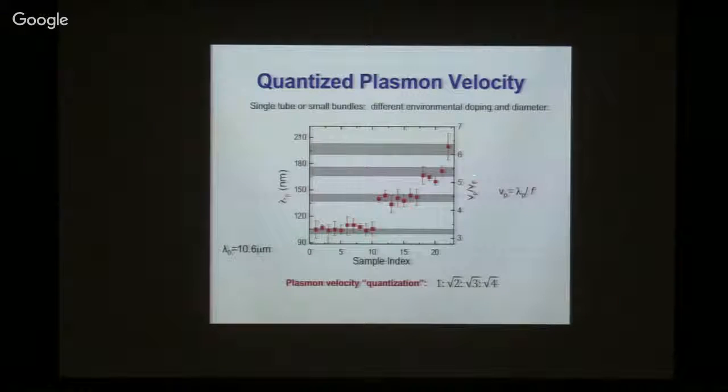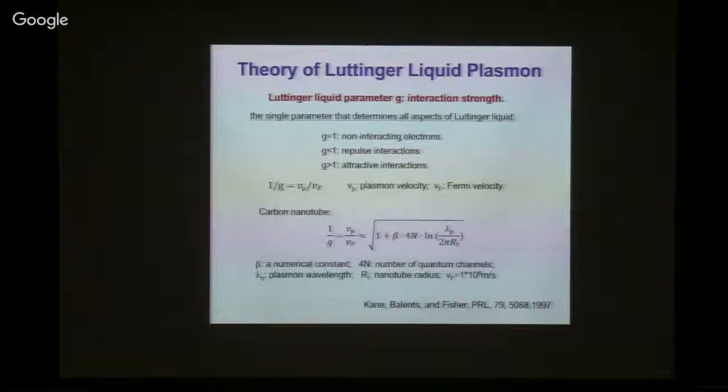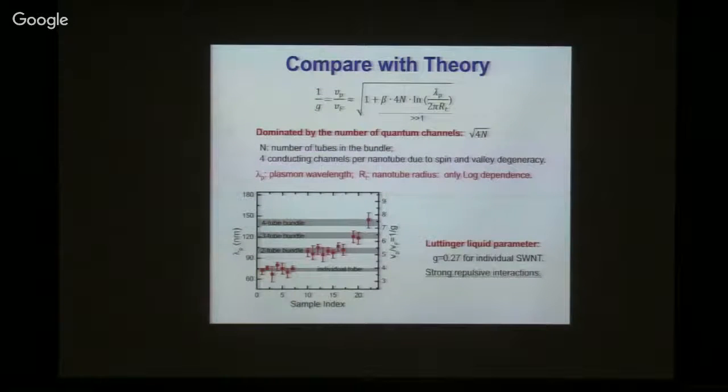From that, we can determine the ratio between the plasmon velocity and the Fermi velocity, and we can see that even for an individual nanotube, the ratio is about 3.5. That tells us that the plasmon velocity is indeed strongly renormalized, and there is a very strong electron-electron interaction. I will not go into the theoretical description, but the ratio of the plasmon velocity and the Fermi velocity directly tells us how strong the interaction is, and it allows us to determine the Luttinger liquid parameter, which equals 0.27.